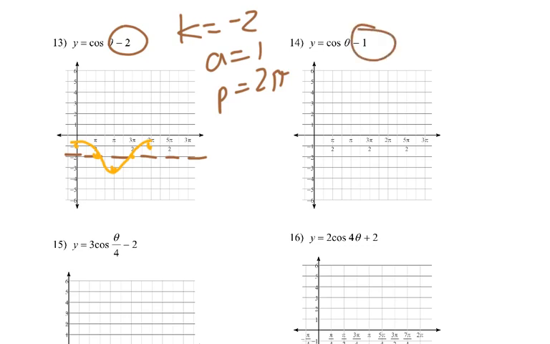Okay, it's the same idea, but just shifted to negative 1. So amplitude of 1, period of 2 pi. Start right up here, 1 above the midline, end 1 above the midline. Halfway, I'm 1 below the midline. Then halfway and halfway, I'm on the midline.